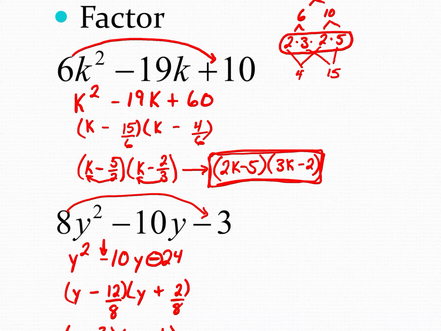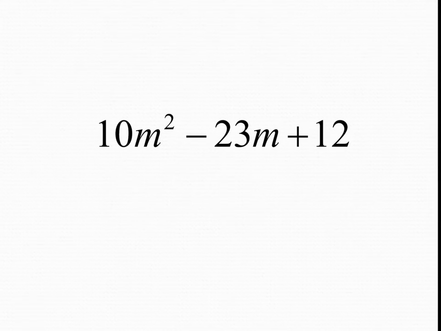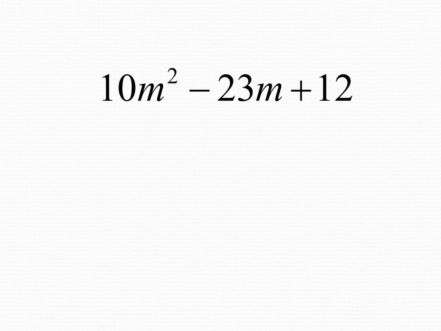Here you had both signs negative. On this one, both signs are going to be positive. That's the only difference. So if you want to work that one, you can. You'll have the P instead of a K, obviously. And both signs should be the same. So if you want to do that one, you can try that one on your own. I do want us to look at the last one, though.